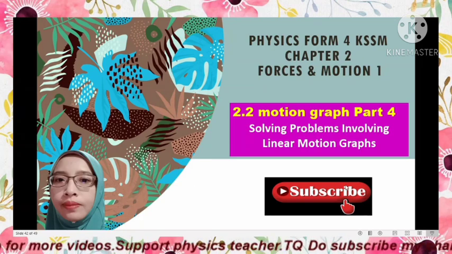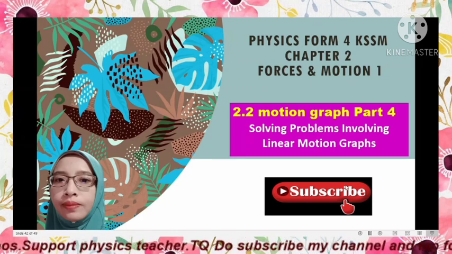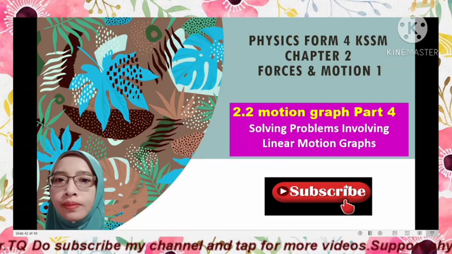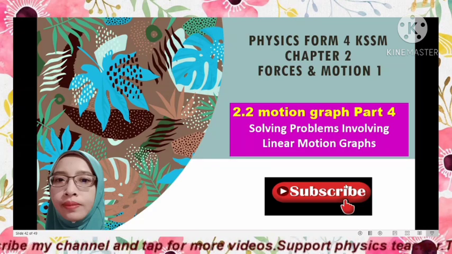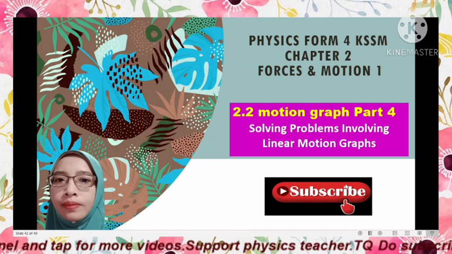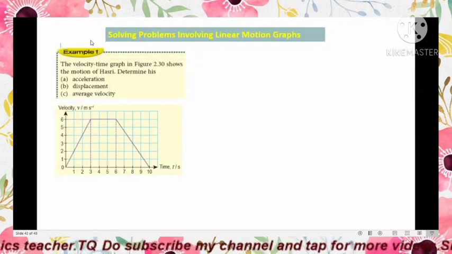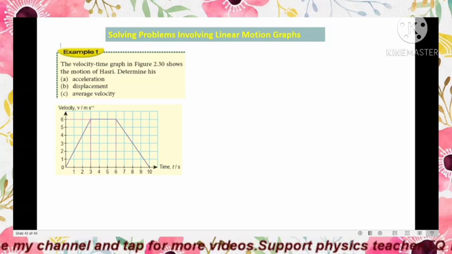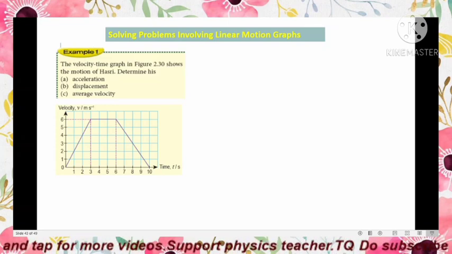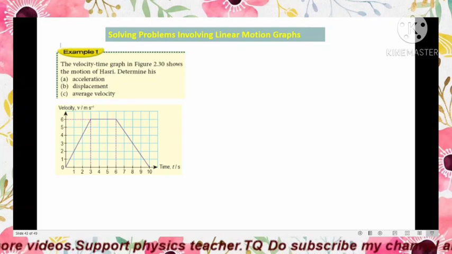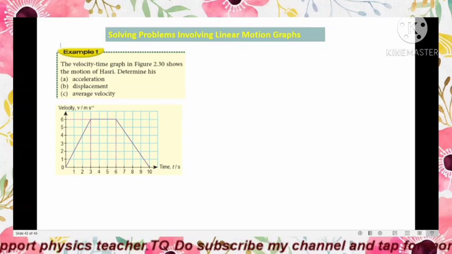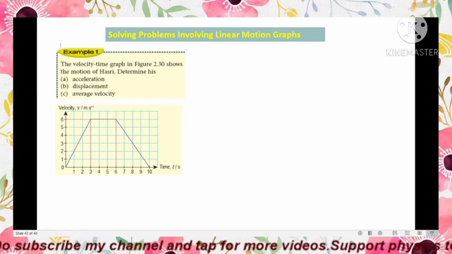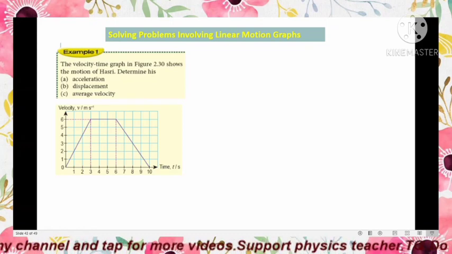Today we continue chapter 2, forces and motion 1, on topic 2.2, motion graph, part 4. In this video I will discuss problem solving involving linear motion graphs. In order to solve problems involving a linear motion graph, you must understand all the properties of the displacement-time graph and the velocity-time graph. So in this video, I will discuss some examples and how to solve problems involving a motion graph.